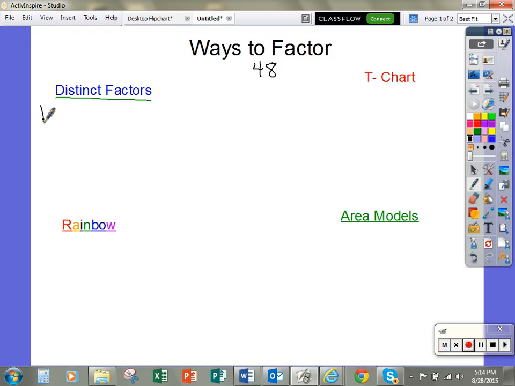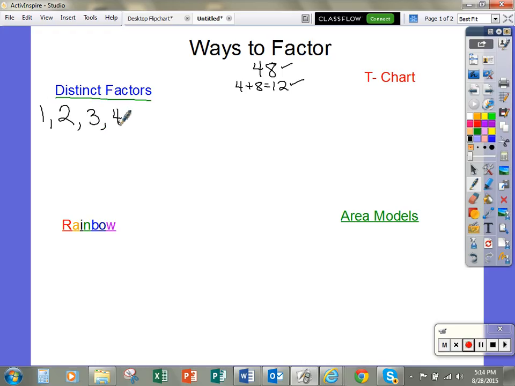I know that 1 goes into it because 1 goes into all numbers. And I know that 2 goes into it because it's even. What about 3? Well, if I use my divisibility rules, 4 plus 8 equals 12. 12 is divisible by 3, so 48 is divisible by 3.